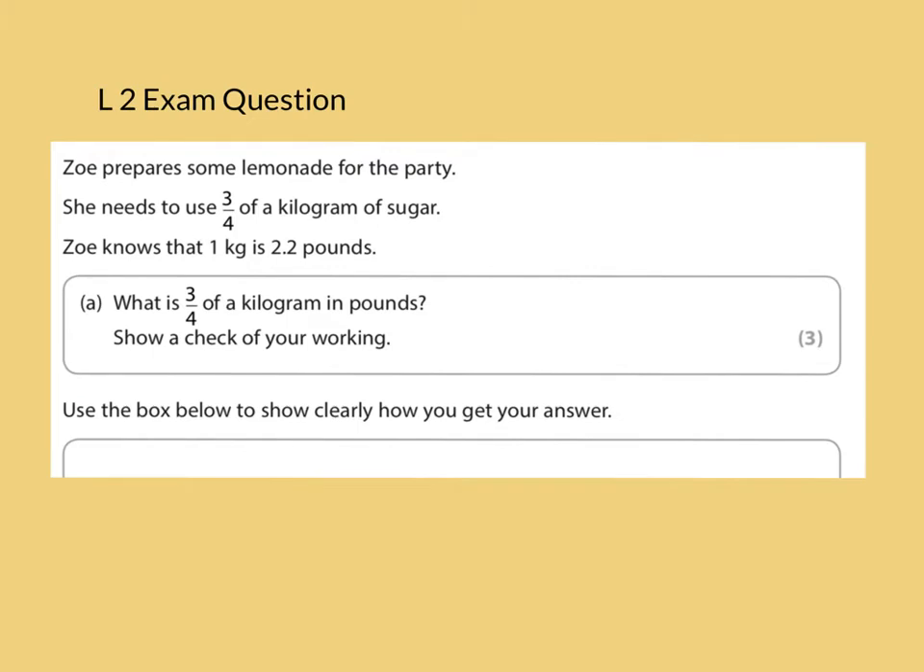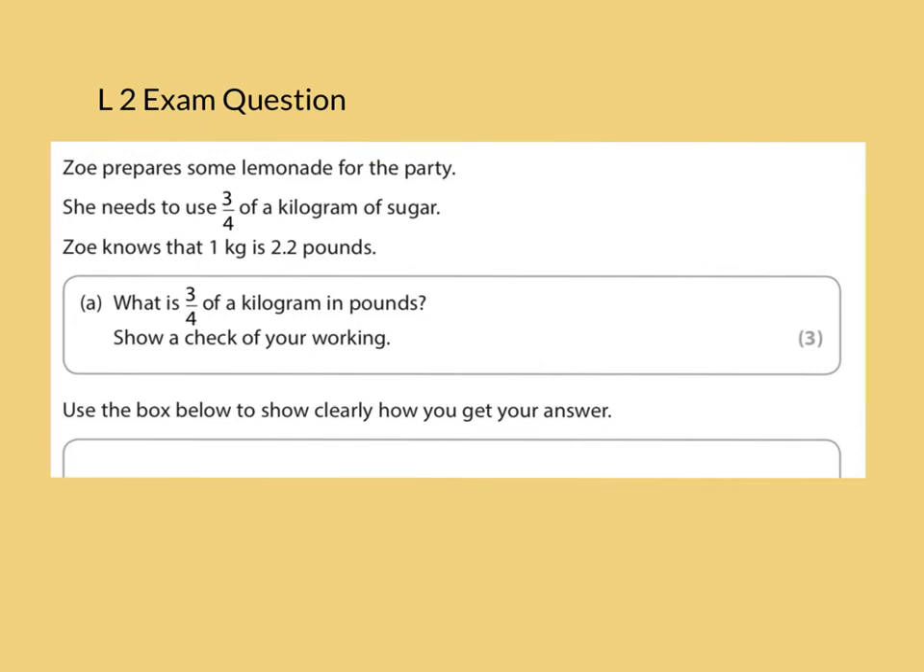This one's a level 2 question. It's level 2 because it's going to ask us to change between units. So Zoe prepares some lemonade for the party. She needs to use 3/4 of a kilogram of sugar. Zoe knows that 1 kilogram is 2.2 pounds. What is 3/4 of a kilogram in pounds? And we can see that we're getting 3 points for this question, but it also says show a check of your working. So I'll do that as well.